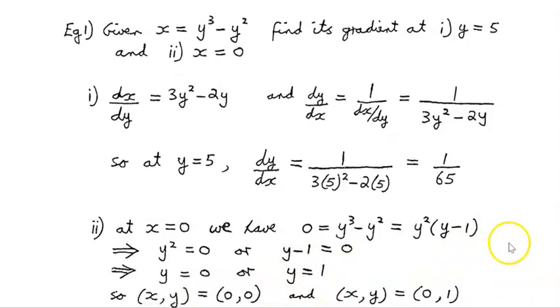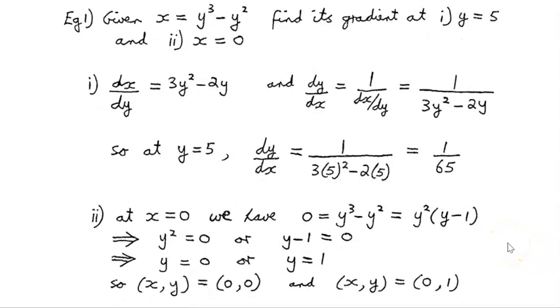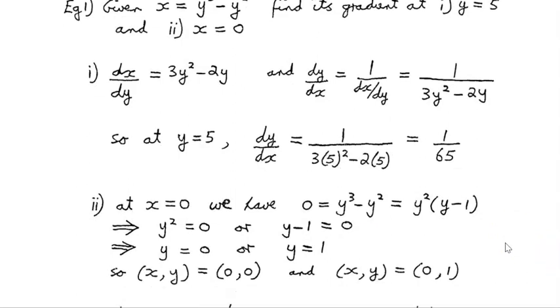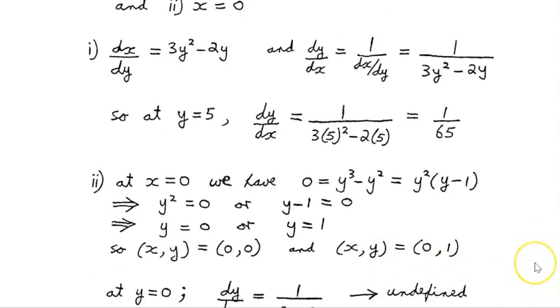So there's two cases to consider here: y is 0 and y is 1. All right, well, we're interested in the point x equals 0. So the first pair of coordinates, x, y is 0, 0. X is 0, y is 0. And the second set of coordinates, x is 0 again, and y is 1 in this case. So here's our two coordinates.